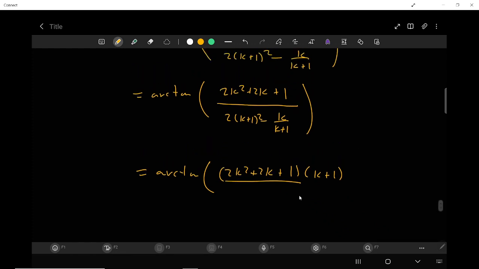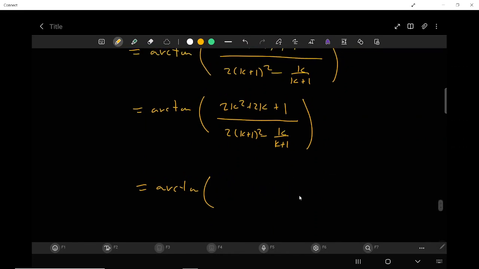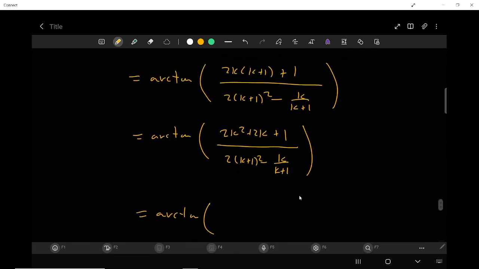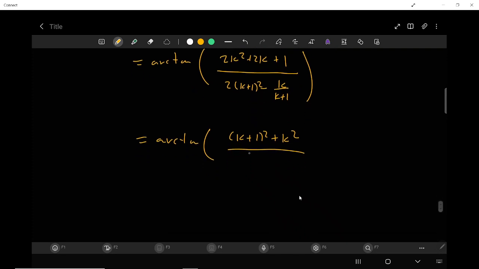Or maybe wait, let me try something. What's k squared plus 2k plus 1 plus k squared? So that is k plus 1 squared plus k squared all over 2 of k plus 1 squared minus k over k plus 1. But does k over k plus 1 even matter? Alright, maybe times k plus 1 everything.